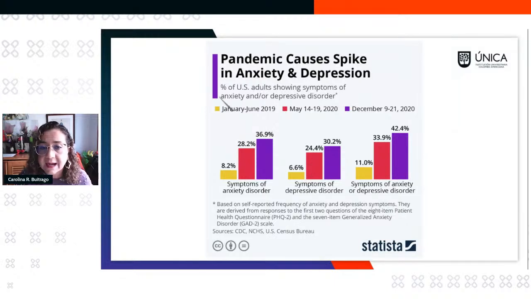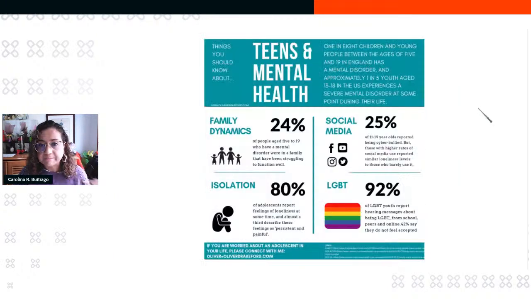This is some data from adults in the US. Yes, this is not in Colombia, but still you can see how there is an increase in 2020, especially by the end of 2020. There is a major increase in symptoms of anxiety disorder, in symptoms of depressive disorder, and in symptoms of anxiety or depressive disorder. And so, this is the reality also in our communities, right?